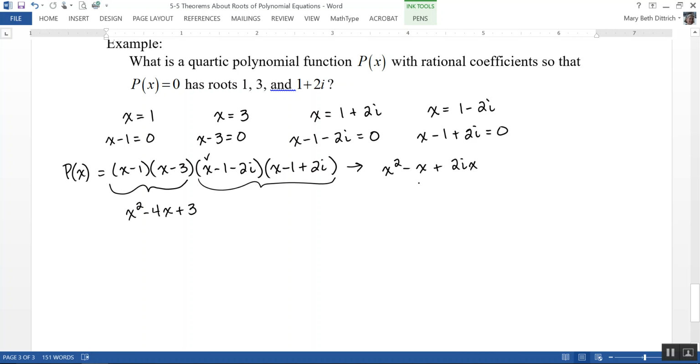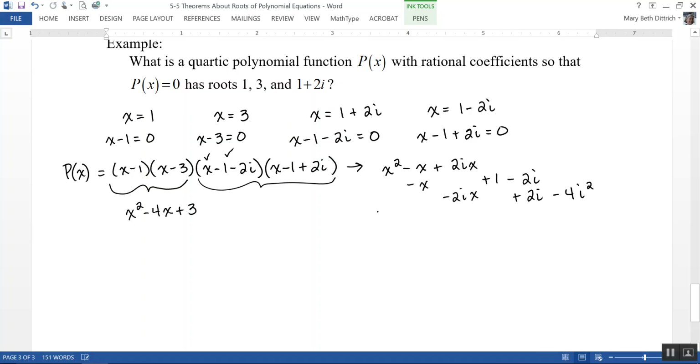Now let's do a negative 1. Negative 1 is going to give me another negative x. Negative 1 times negative 1 is going to give me a plus 1. Negative 1 times 2i is going to give me a negative 2i. Multiplied that. Now let's do a negative 2i times each one of those. That's going to give me a negative 2ix. That's going to give me a plus 2i. And that's going to give me a minus 4i squared.